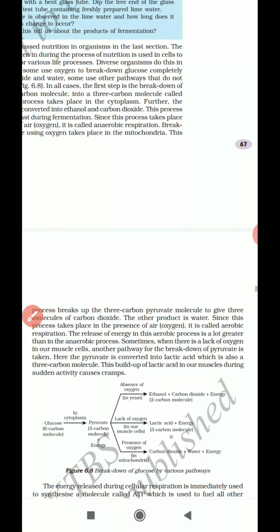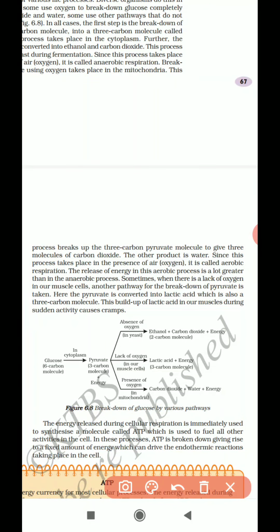But in some cases, in humans, especially in the muscle cells, every muscle cell will not receive sufficient oxygen for the oxidation of pyruvate. So in that case, during the lack of oxygen, meaning a less amount of oxygen, the muscle cells will receive less oxygen and the pyruvate gets converted into lactic acid and energy is released.